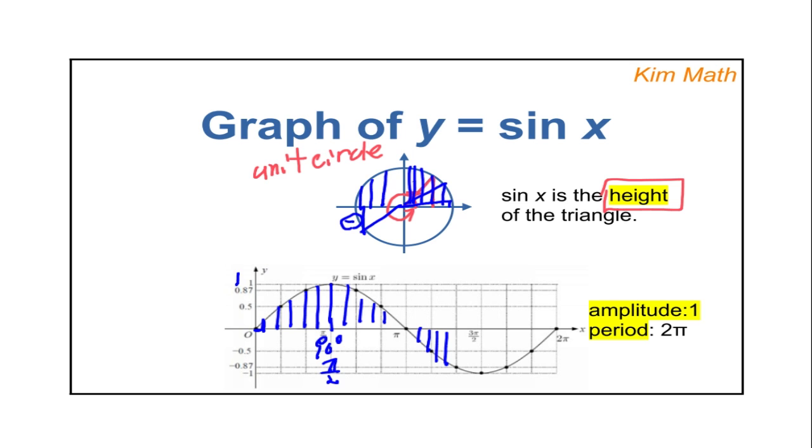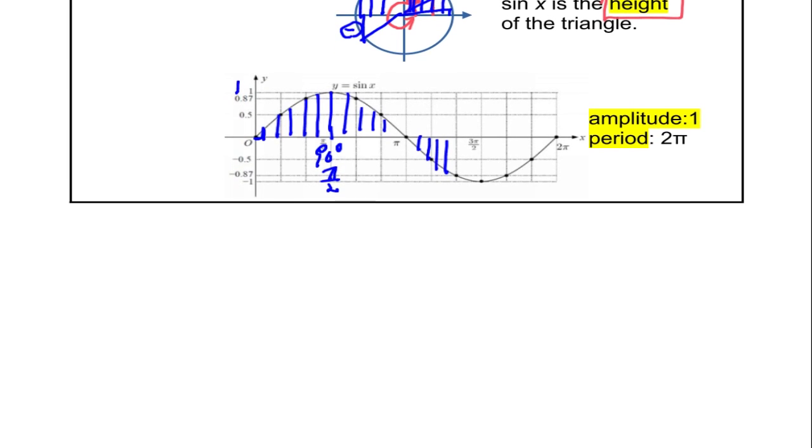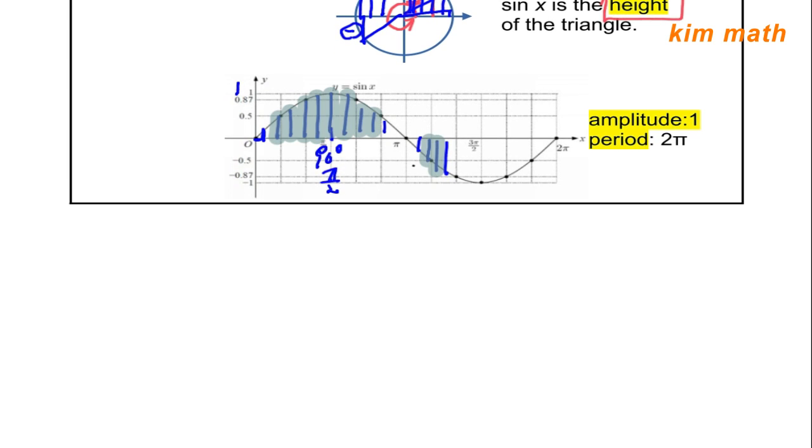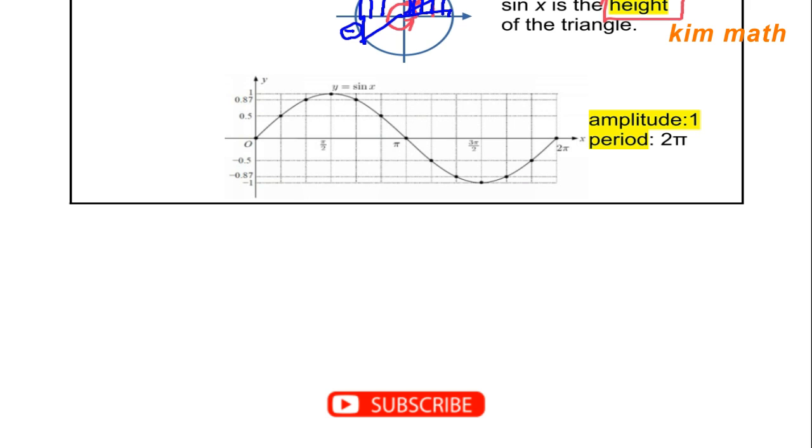Now we will discuss some terminology. Let me erase this picture. In this picture, amplitude is the distance from the middle line to the highest point. Okay, this is the amplitude. In this case, amplitude equals 1.